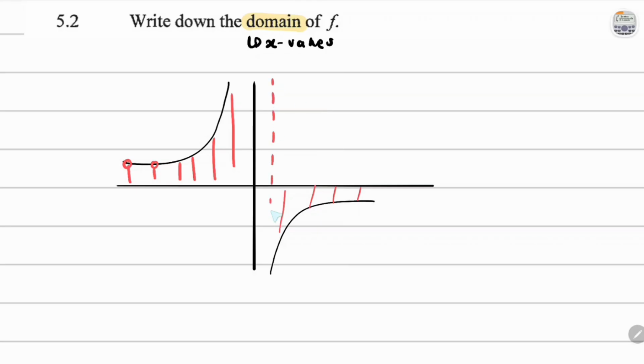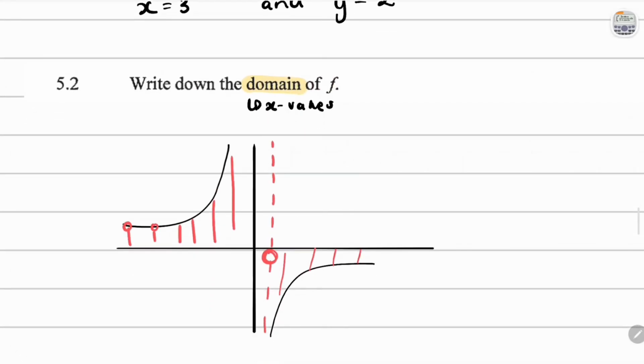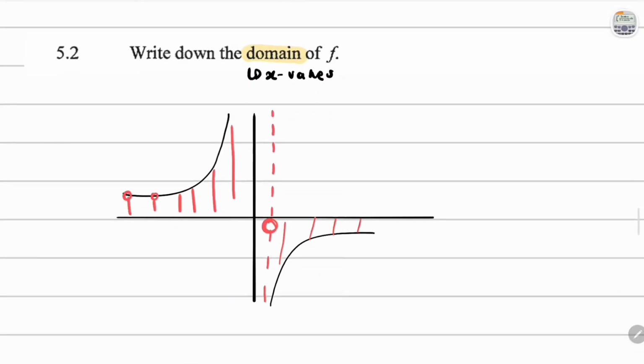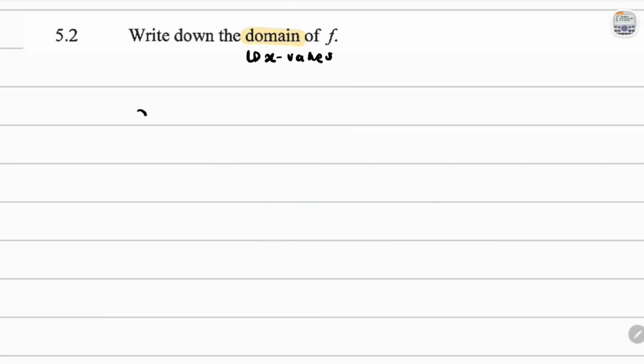So the asymptote is a line that the graph will never touch, and that's why it will not have whatever that x value is. We know that the vertical asymptote is x equals 3. So it will have every other x value except for the x value of 3. And this is how we write this down. We can say that x is an element of all real numbers, but x will just not be equal to 3. And that is our answer.